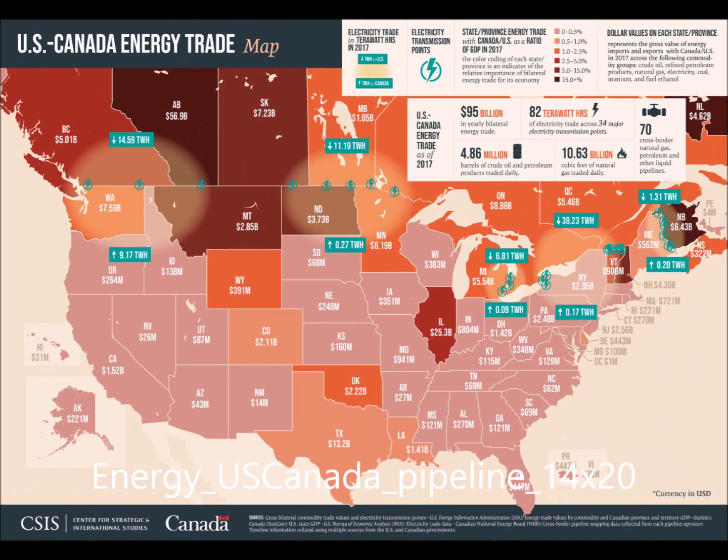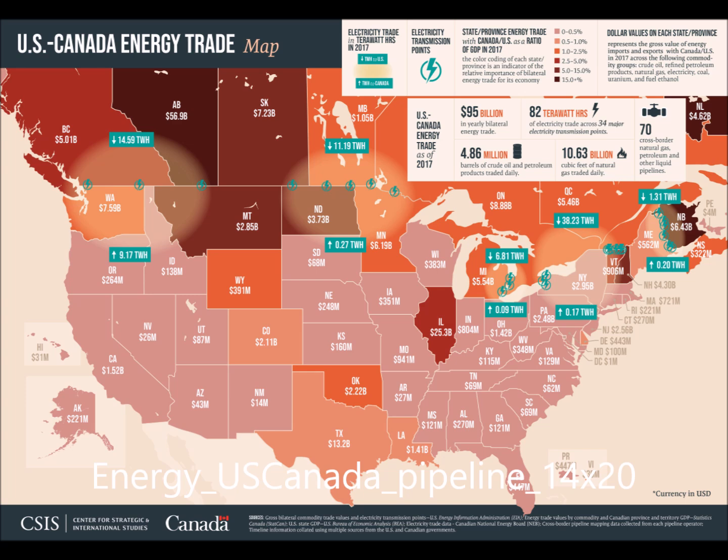This map provides a deeper understanding of the US-Canada energy trade relationship by showing how much each region relies on this trade for its economy. Instead of just dollar amounts, it reveals the percentage of each state and province's GDP that comes from energy trade with its neighbor. This highlights the economic impact of energy trade, showing that some areas, like Alberta and Oklahoma, are heavily reliant on this exchange, while others are less so.